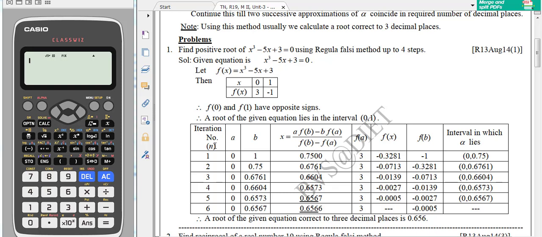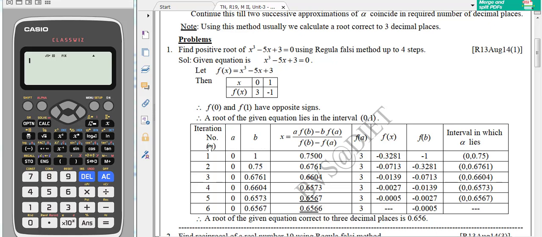Once again, as in the case of the bisection method, here also the tabular form consists of 8 columns. The only change is in the formula. In the case of the bisection method, we used the formula (a + b)/2, whereas in the case of the regula falsi method, we use the formula (a f(b) - b f(a)) / (f(b) - f(a)) whenever we know that a root lies in the interval (a, b).